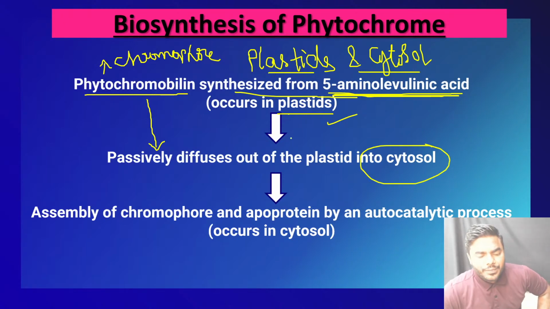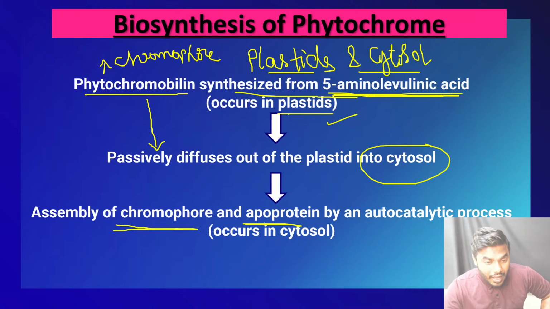What is the reason it entered into the cytosol? Because in the cytosol only the apoprotein is present. That's the reason. Assembly of the chromophore and the apoprotein happens by an autocatalytic process. Friends, what do you mean by this autocatalytic process? I told you, by the thioether lyase.